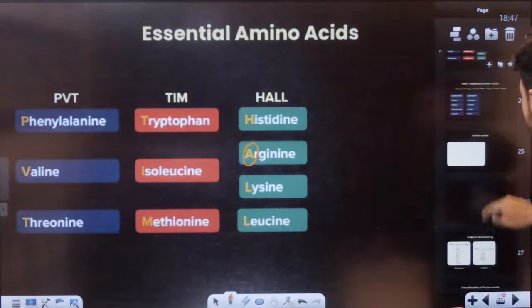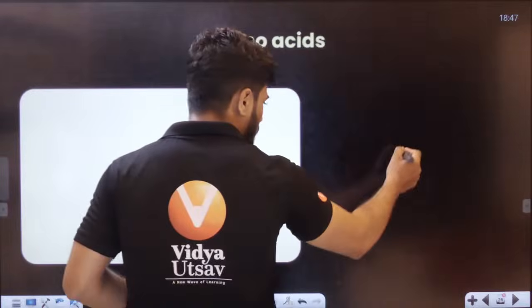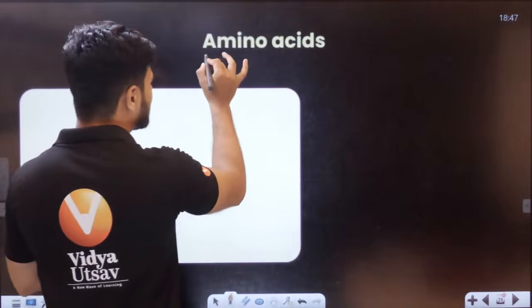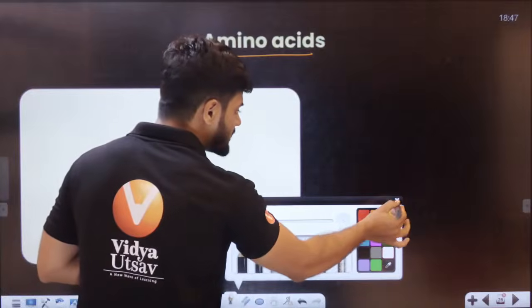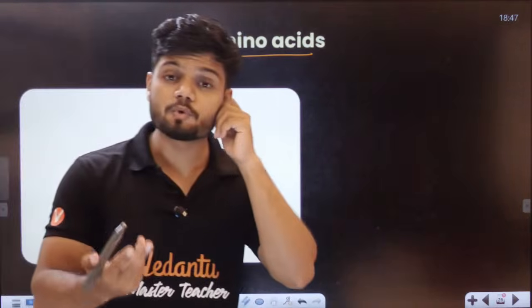Okay, now students, we'll play a very, very small game. Technically speaking, an amino acid is a substituted methane.